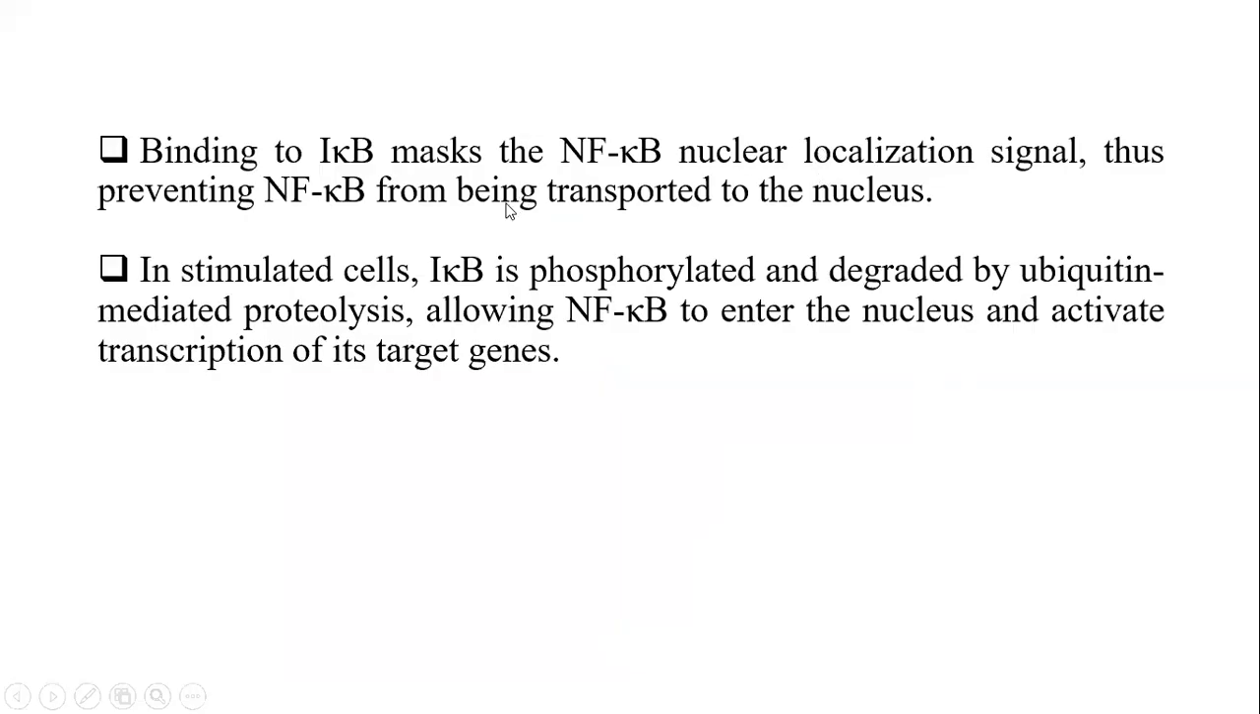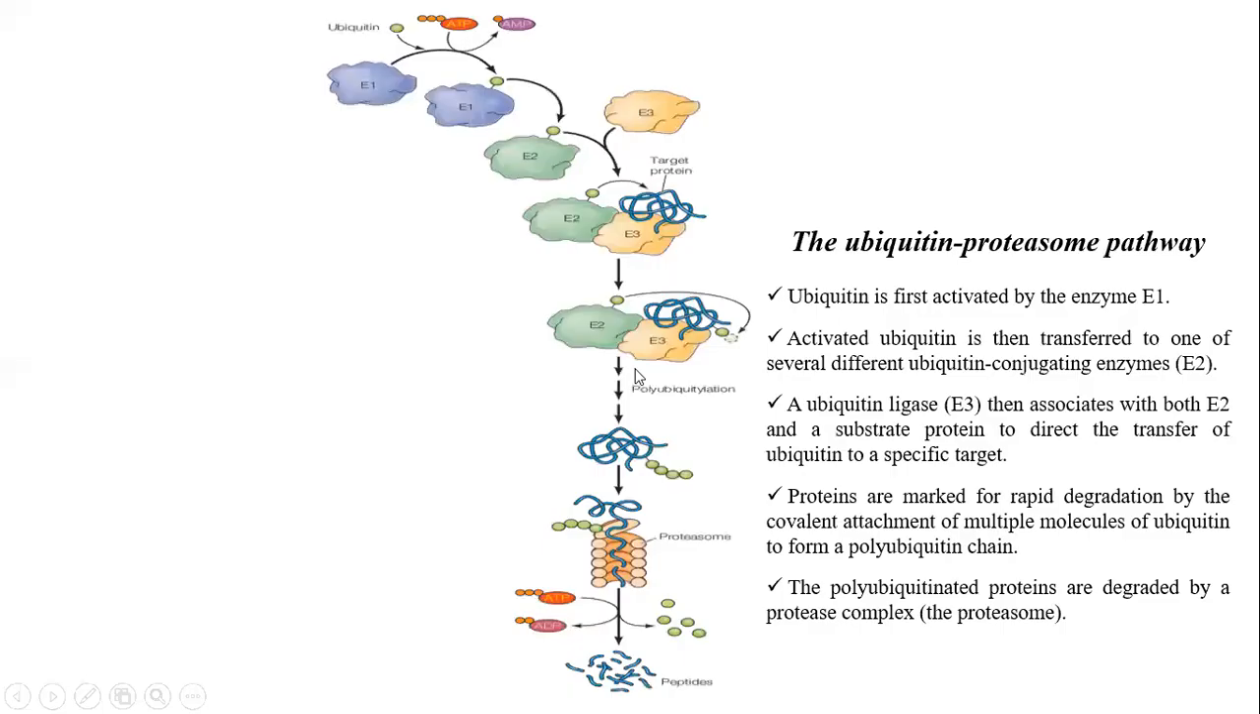Binding to I kappa B masks the NLS of NF kappa B, thus preventing NF kappa B from being transported to the nucleus. In the stimulated cells, I kappa B is getting phosphorylated. After phosphorylation, I kappa B goes for degradation by ubiquitin proteolysis, allowing NF kappa B to enter the nucleus and activate the targeted genes.